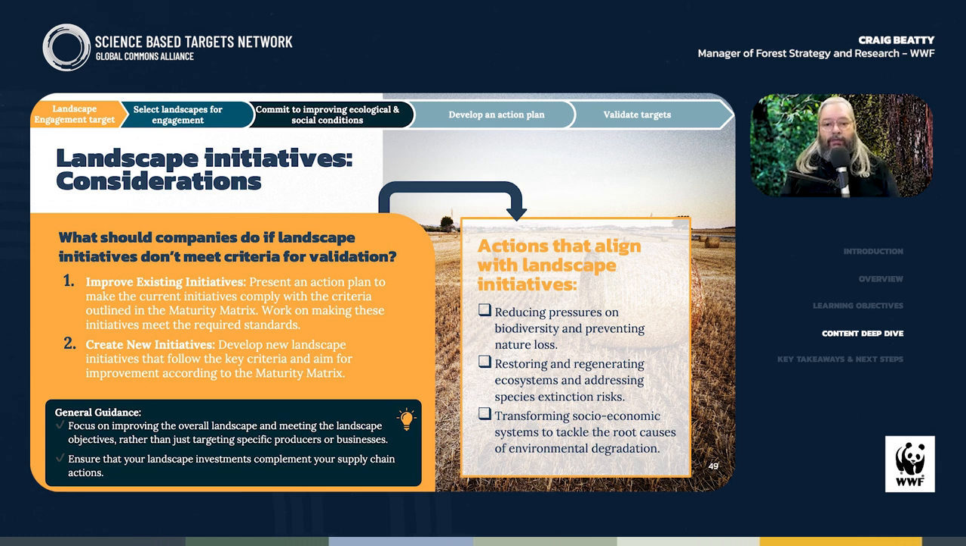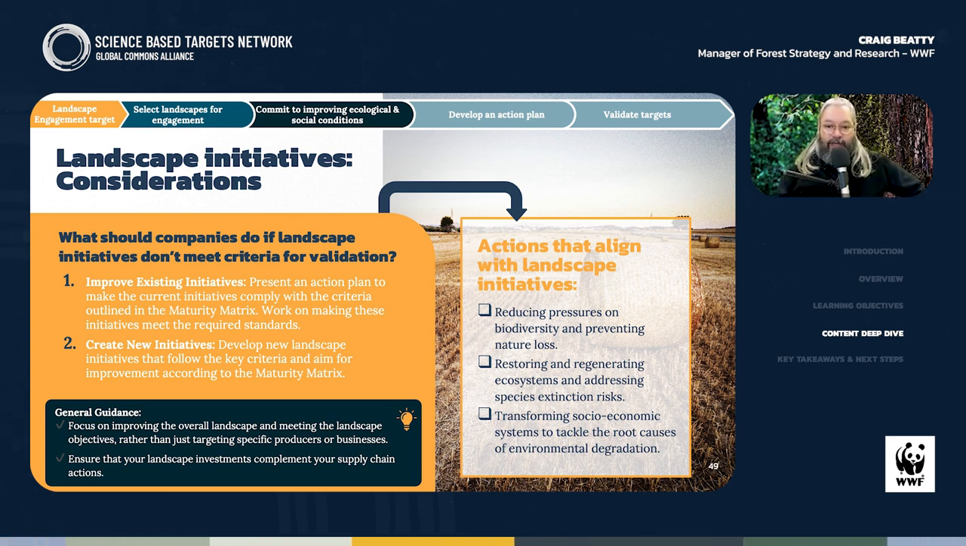A company can improve existing initiatives and present an action plan that shows how the company, with other stakeholders, plan to strengthen the initiative so that it meets the criteria outlined in the maturity matrix. As a second option, companies can establish new initiatives following best practice guidance released by SBTN and other network partners, such as ISEAL and CDP.